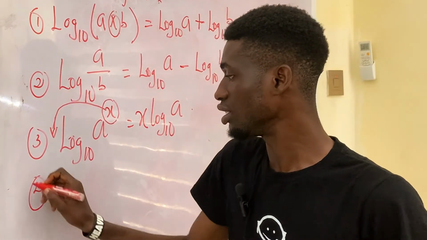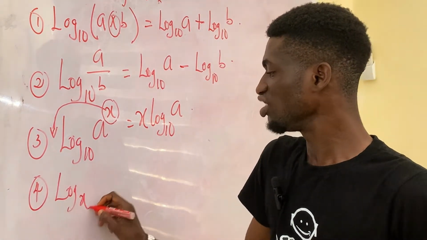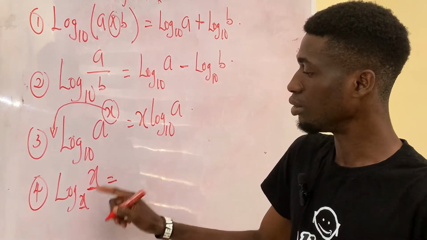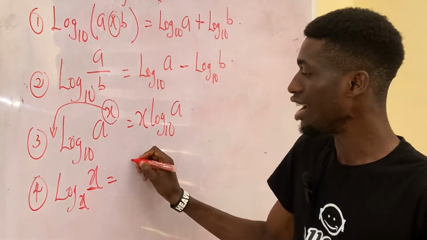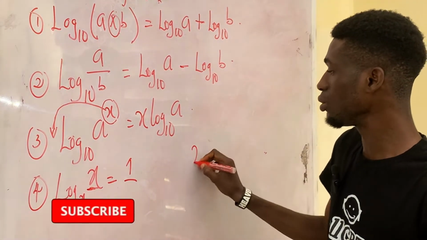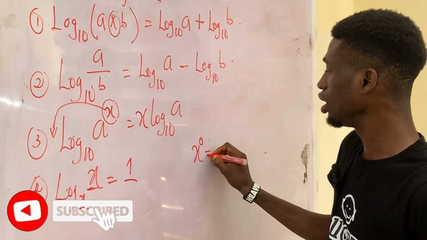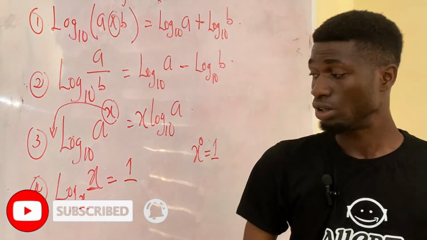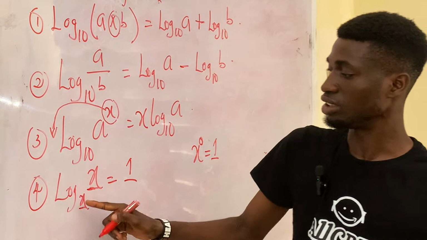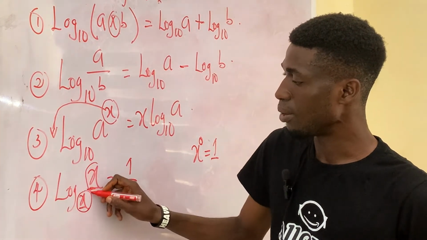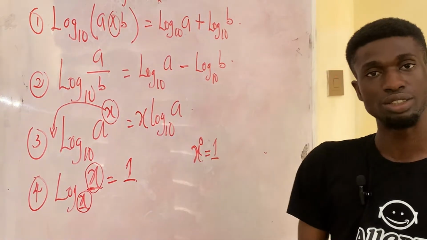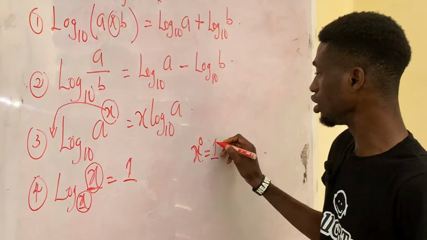Now another law says that once your base and your power are the same, both of them are the same, you have it as 1. In respect of indices, when anything is raised to power 0, we give you 1. So logarithms are the opposite of indices. Now in this aspect, you see that your base here and your power are the same. It gives us 1. But for your indices, we know that anything raised to power 0 is going to give us what? 1.